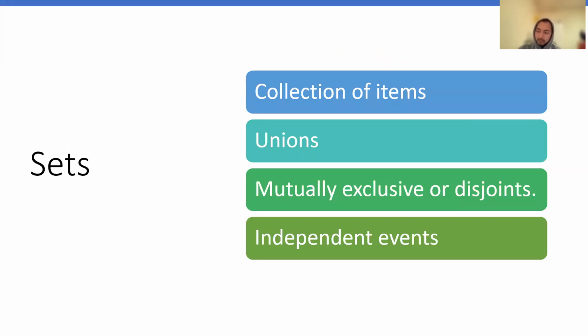So sets are a collection of items. Sets can be a union, mutually exclusive or disjoint, or independent events. Mutually exclusive means P of A intersection B is 0. P of A intersection B is 0. That is what mutually exclusive means. So we'll come to this topic later.